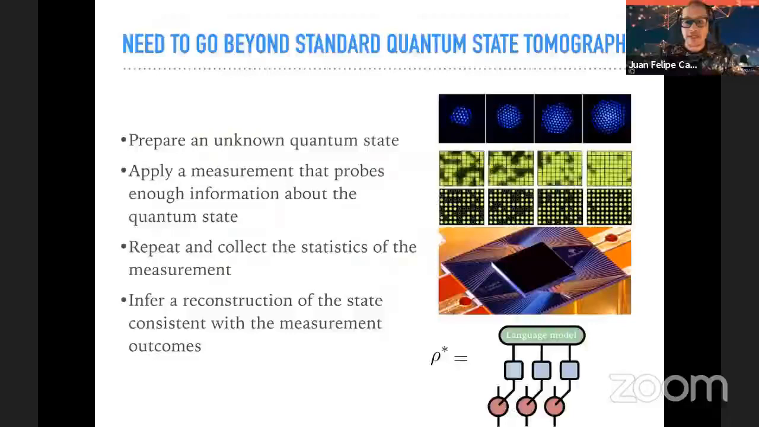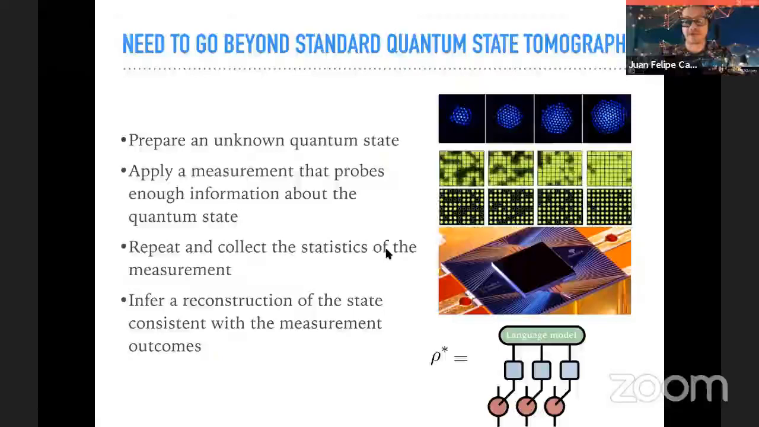And that's the first example we consider. Why did we do this? Because we need to go beyond standard quantum state tomography, because it basically scales exponentially in general. And we've seen impressive developments in experiments with cold atoms, trapped ions, and superconducting qubits that are well beyond what you can do with exact tomography. So we wanted to explore how we can go beyond quantum state tomography by using this model.